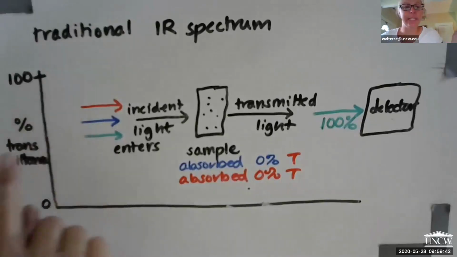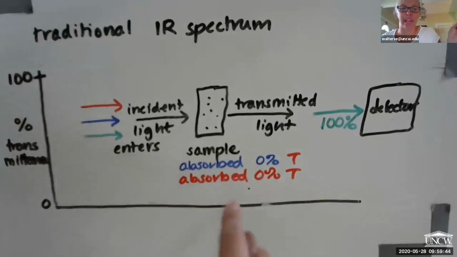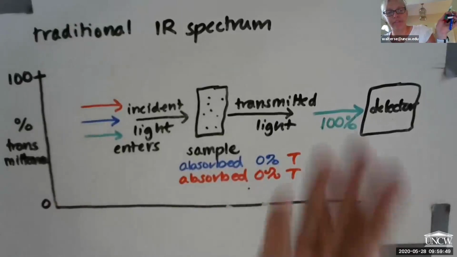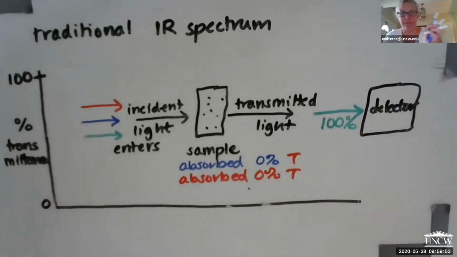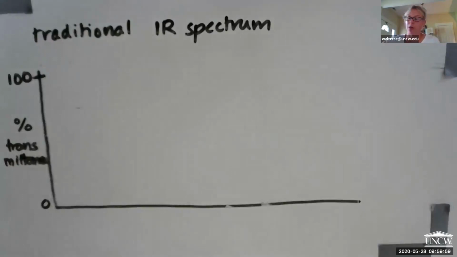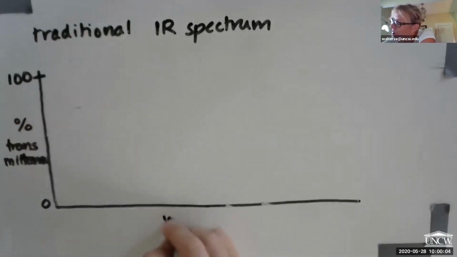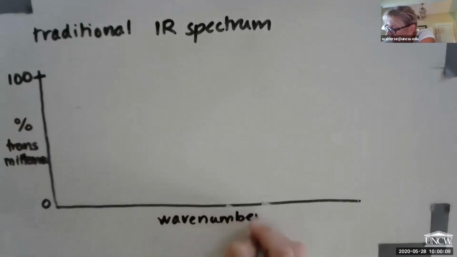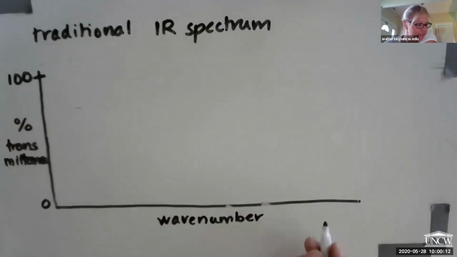Okay, but now the transmitted light we're talking about is not visible. Like these colors represent visible light. Now we're talking about infrared light, but it's the same general principle. Okay. So percent transmittance is on the y-axis. Something called the wave number is on the x-axis. And the wave number is the frequency with a little squiggly line above it.